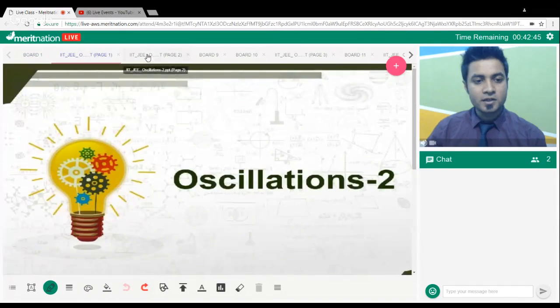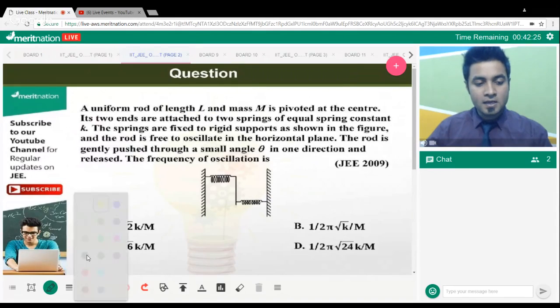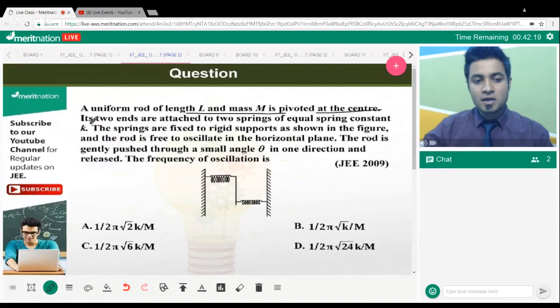Okay, let's start off, guys. I have a numerical that was asked in IIT JEE 2009. Here we have a system with two springs and one rod. I'm going to read the question. A uniform rod of length L and mass M is pivoted at the center. Its two ends are attached to two springs, as you can see here. The springs have spring constant K, and they are fixed to rigid supports, as you can see in the diagram.